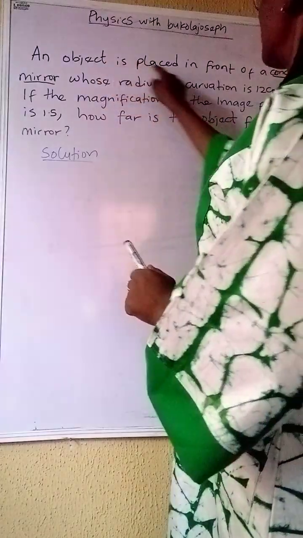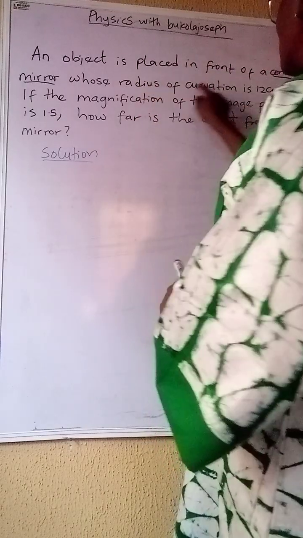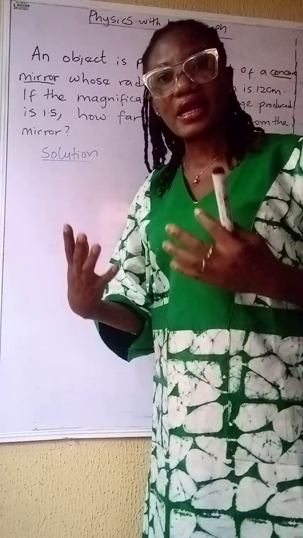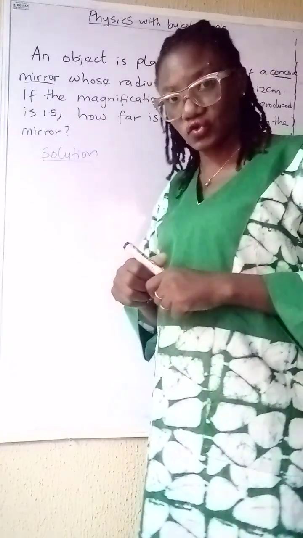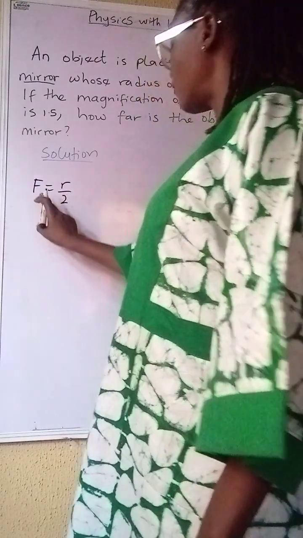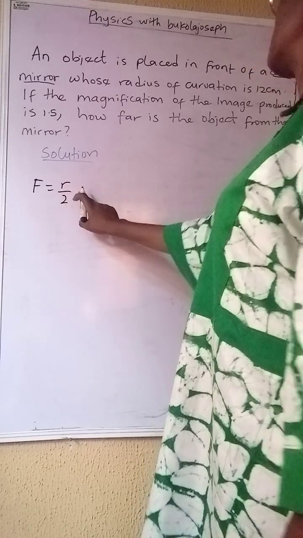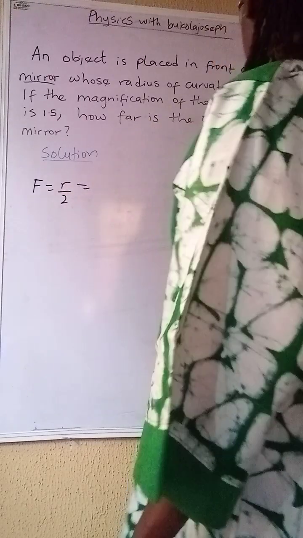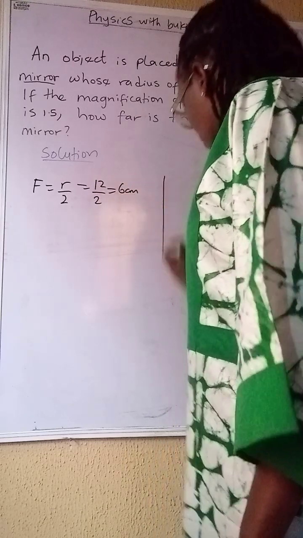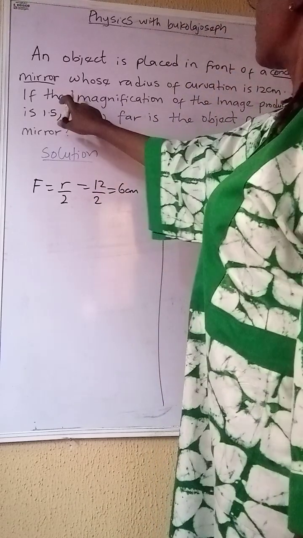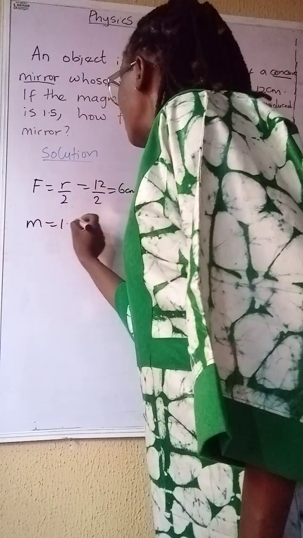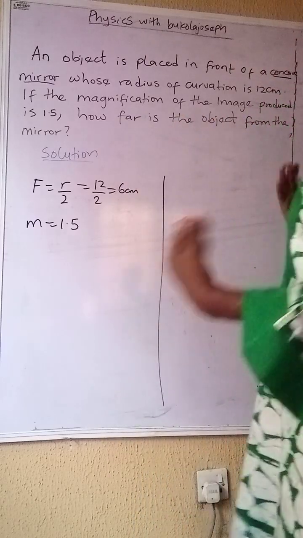An object is placed in front of a concave mirror whose radius of curvature is 12 centimeters. By now we know that the focal length is equal to half of the radius of curvature, so F is equal to R over 2. We are given the radius of curvature to be 12, so we have 12 over 2, which means our focal length is 6 centimeters. The magnification of the image produced is M is equal to 1.5. How far is the object from the mirror?